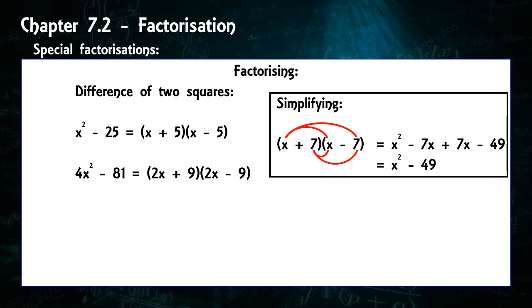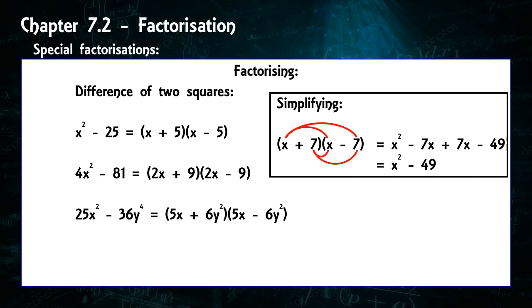The first one is 25x squared minus 36y to the power of 4. Both terms don't share a common factor, but you can see that both numbers and letters are squares. Meaning we can turn this into (5x plus 6y to the power of 2)(5x minus 6y to the power of 2). Easy, right?